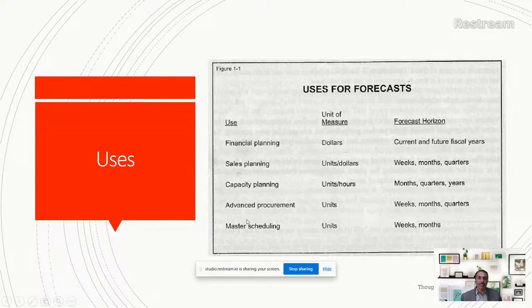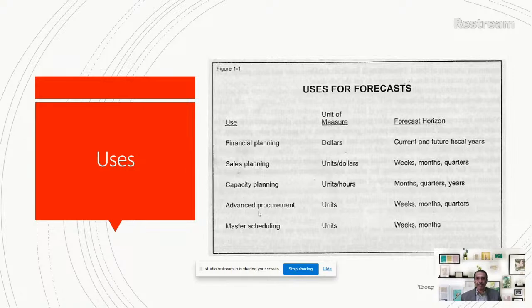Sometimes advanced procurement may be required, especially in the commodity market, when the exchange rate is going up or the commodity prices are going up. You need some kind of a forecast there. Then master scheduling, this is a core supply chain activity. You need to know the final units required in terms of weeks. Maybe nowadays we also do it for days.